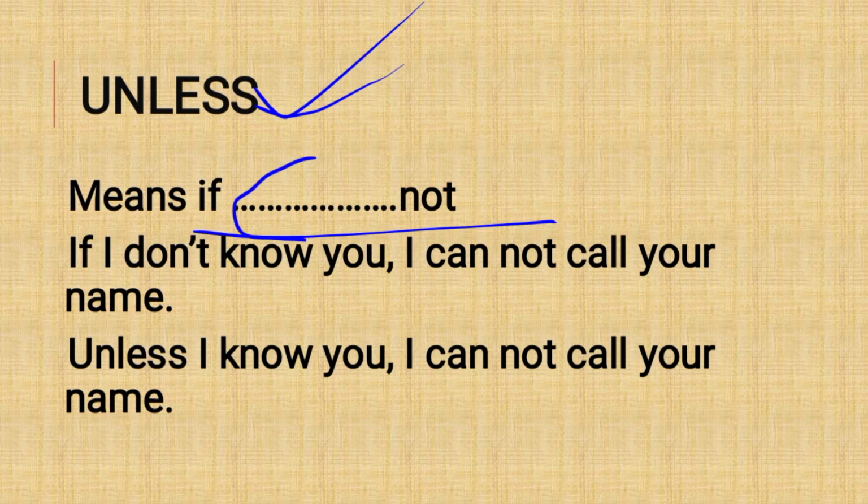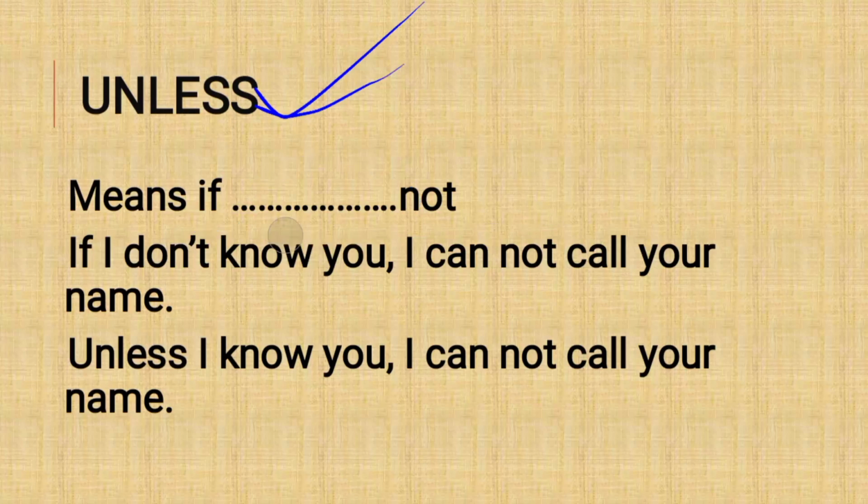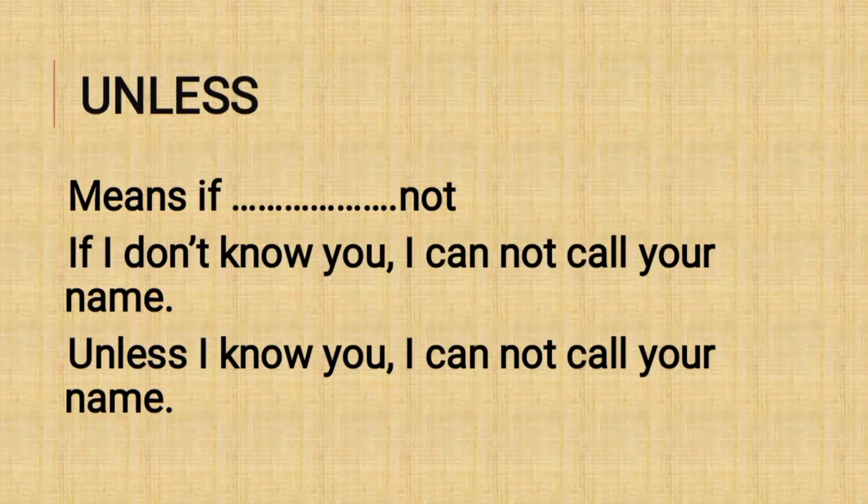There must be some words between the if and the not, hence those dashes that you are seeing. If not. So you have to put some words. You will see the words. So unless is negative on its own, because it contains if not.